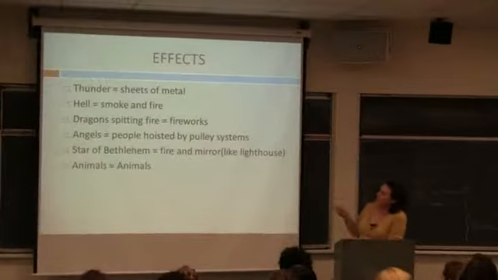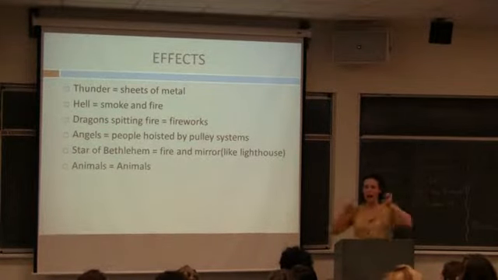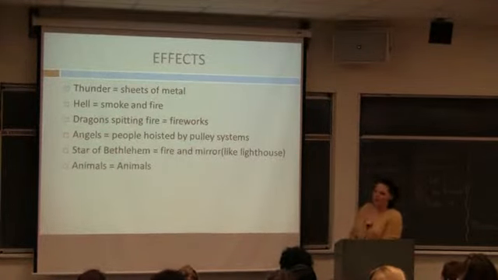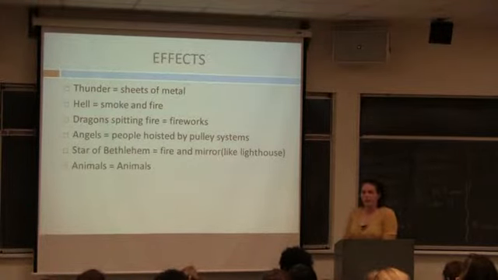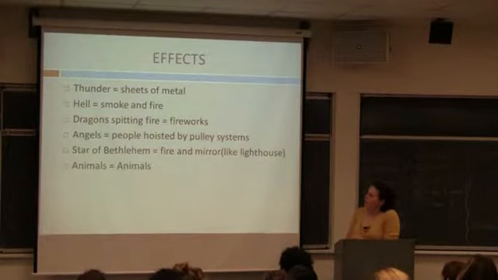And the effects: thunder was sheets of metal that people pounded on when God was angry, which is actually taken from the Greeks. Hell is smoke and fire, dragons spitting fire, which is kind of equivalent to demons at that time. Angels are people hoisted by pulley systems.